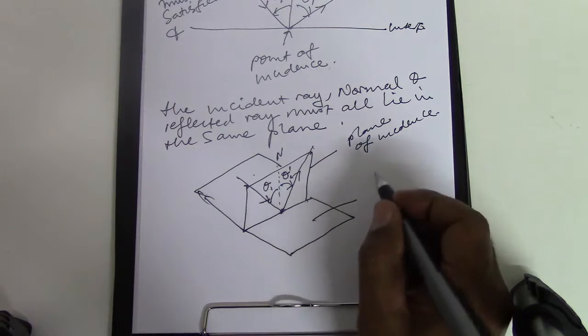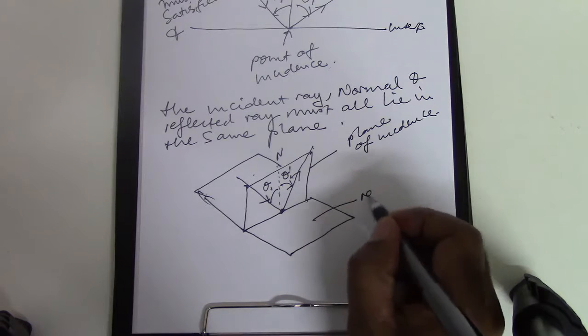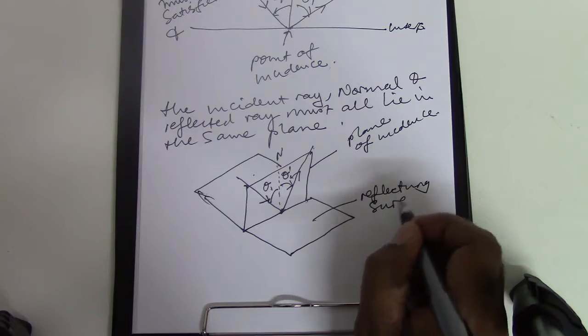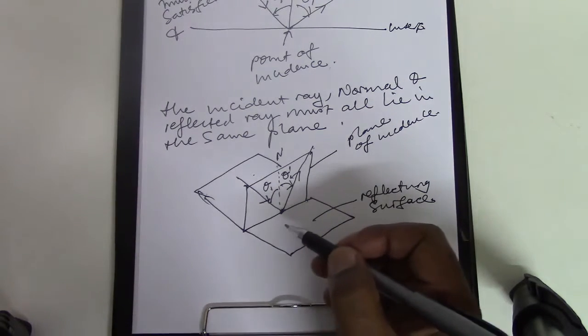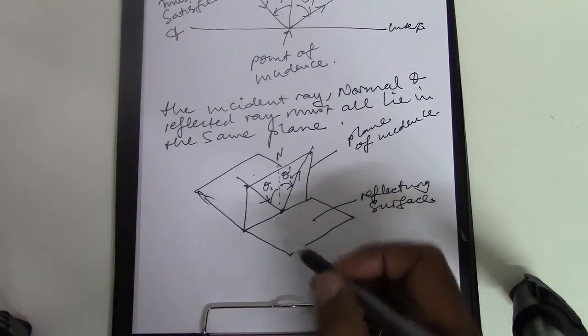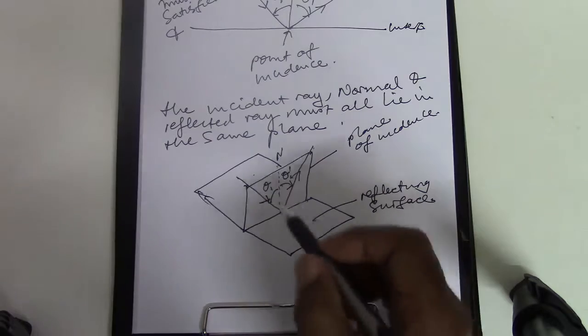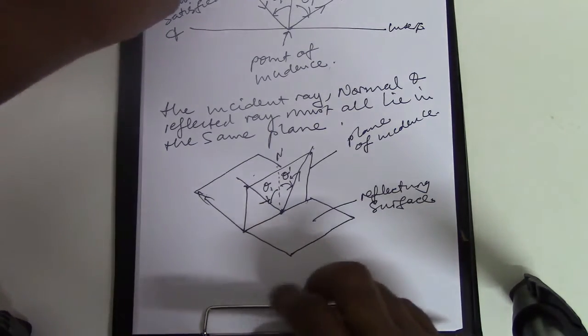This plane, we call it the reflecting surface. This is the reflecting surface. So, this is what happens under specular reflection.